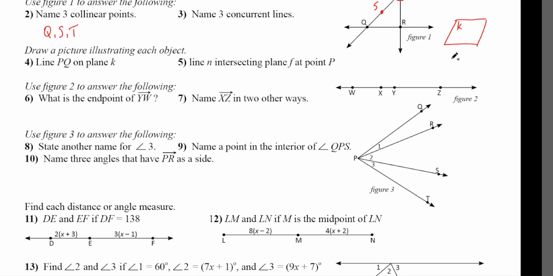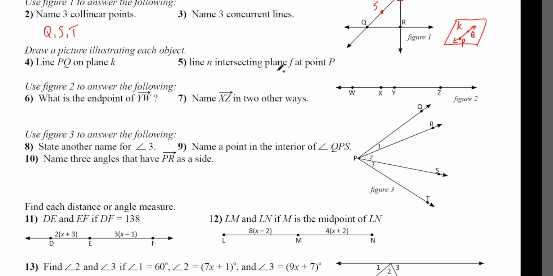Line PQ is on that plane. So draw a line. Is that good enough right there? No, we got to name it. What are we naming it? PQ. So that'll be P, and this will be Q. And that's how you would draw that. Make sense? Okay, let's do this one.